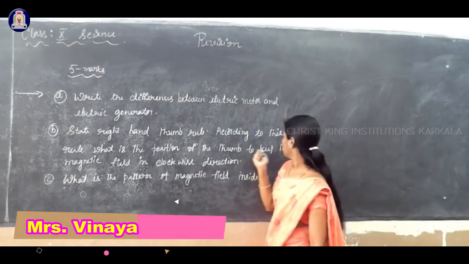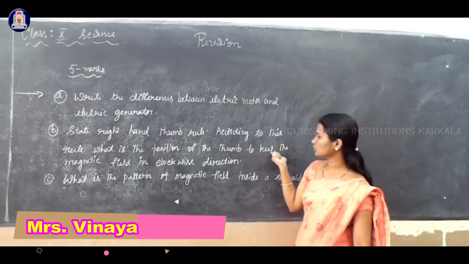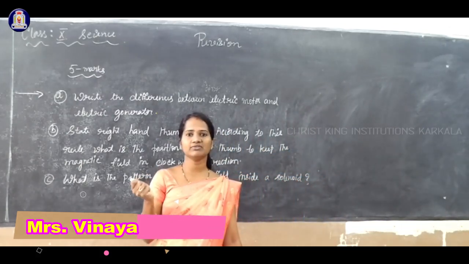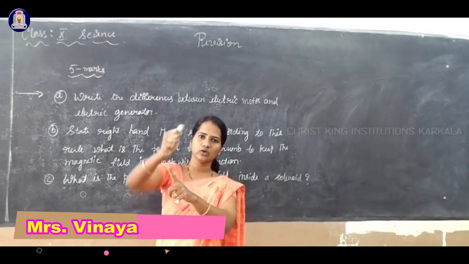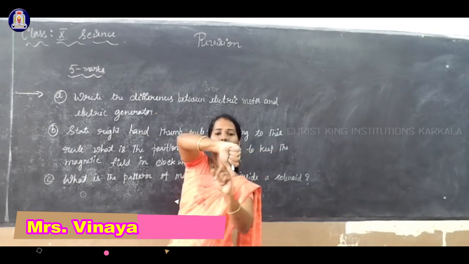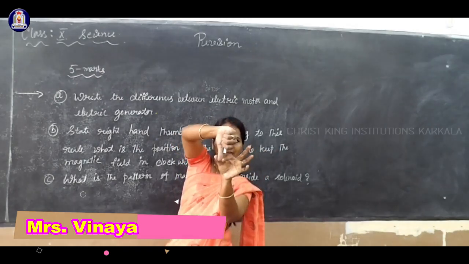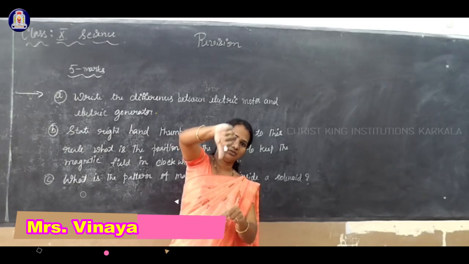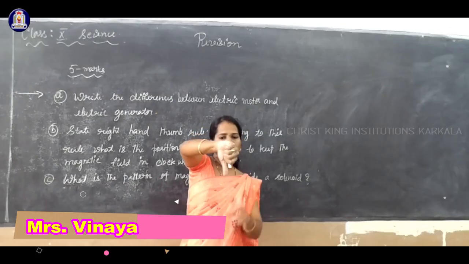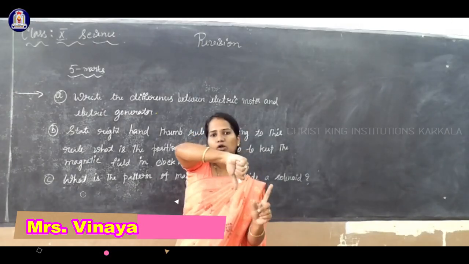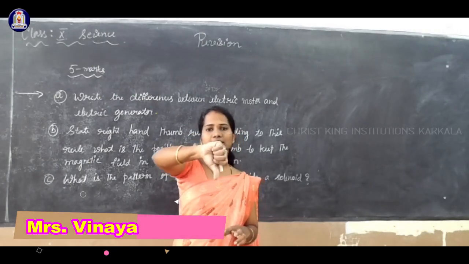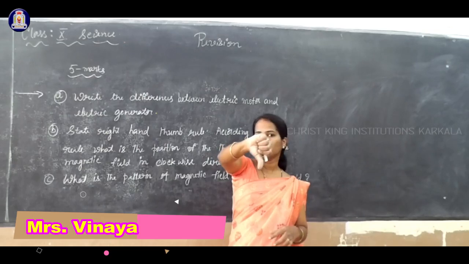According to this rule, what is the direction of the thumb to keep the magnetic field in the clockwise direction? Clockwise direction, magnetic field, remaining 4 fingers. So, to keep the magnetic field in the clockwise direction, thumb should be in the downward direction. Thumb should be pointed downward. For anti-clockwise, thumb should be upward. Here only clockwise is asked, so thumb should be in the downward direction.